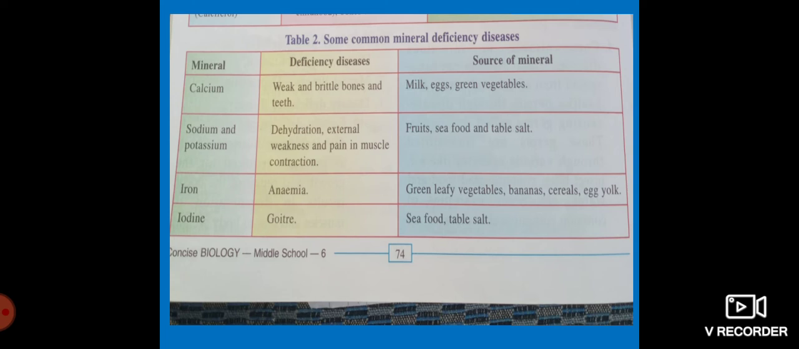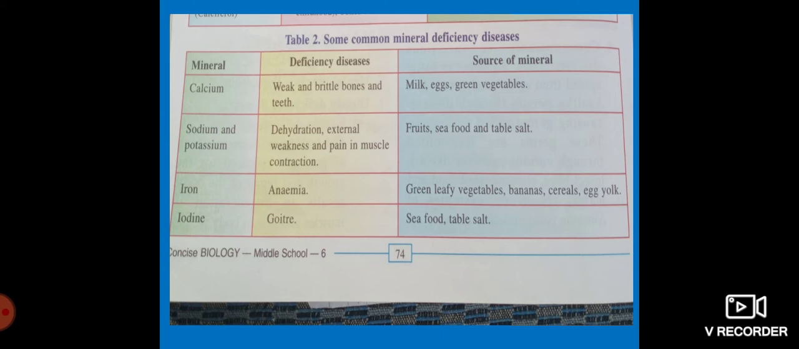Our body needs calcium, sodium and potassium, iron, iodine, etc. Okay, the minerals which are needed by our body are calcium, sodium and potassium, iron, iodine, etc. Deficiency of these minerals results in diseases. Okay. Deficiency of calcium results in weak and brittle bones and teeth.